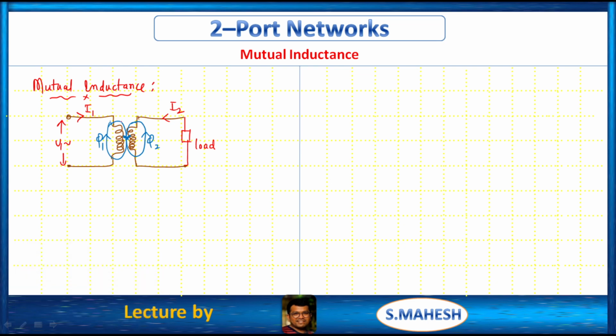This is the mutual flux, that is phi 12, which is equal to phi 21. Let us assume both are equal. So phi 1 and phi 2 are nothing but the leakage flux of coil 1 and coil 2. Phi 12 and phi 21 are nothing but the mutual flux.